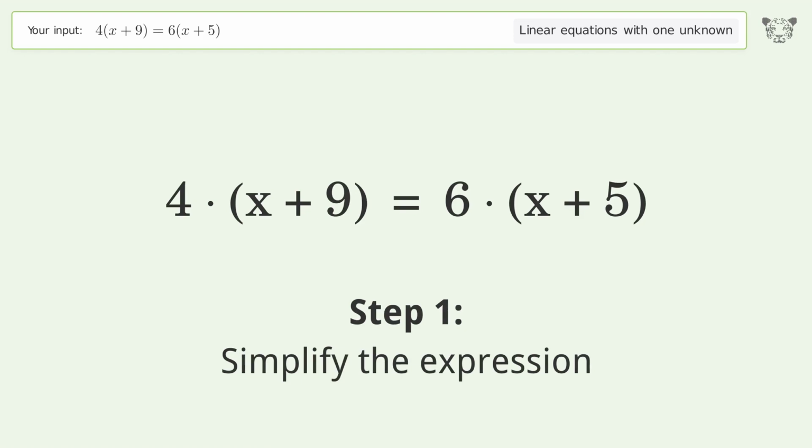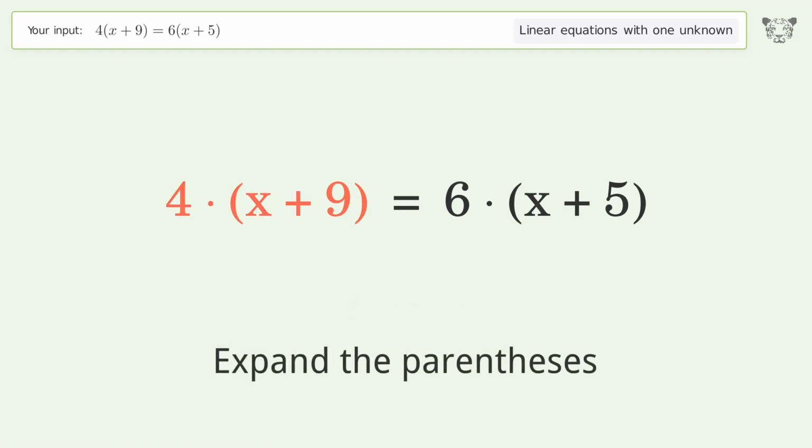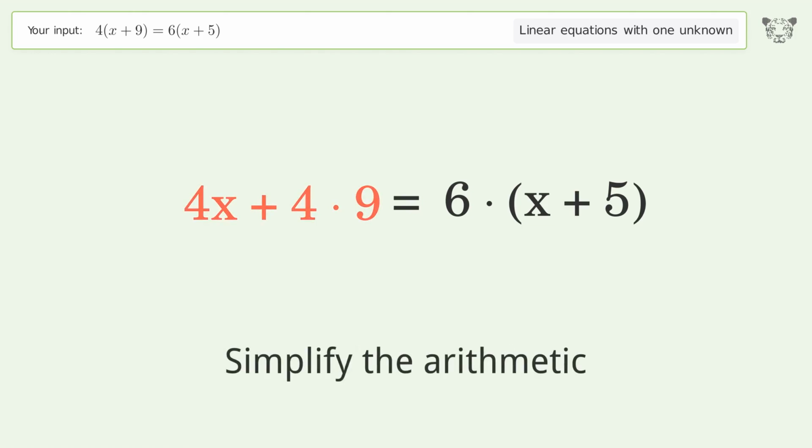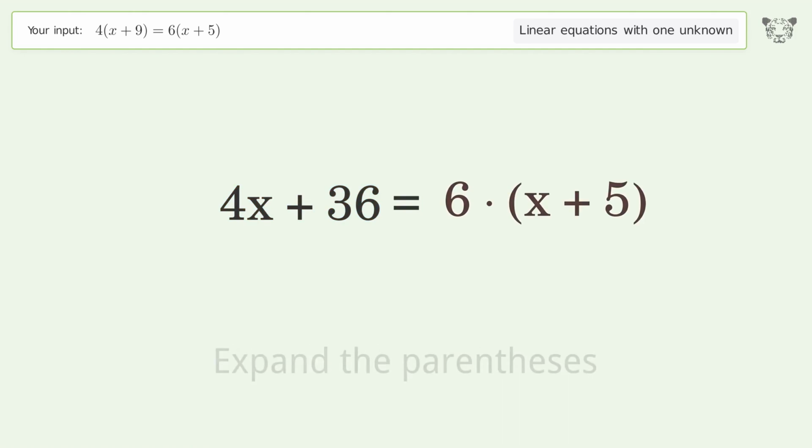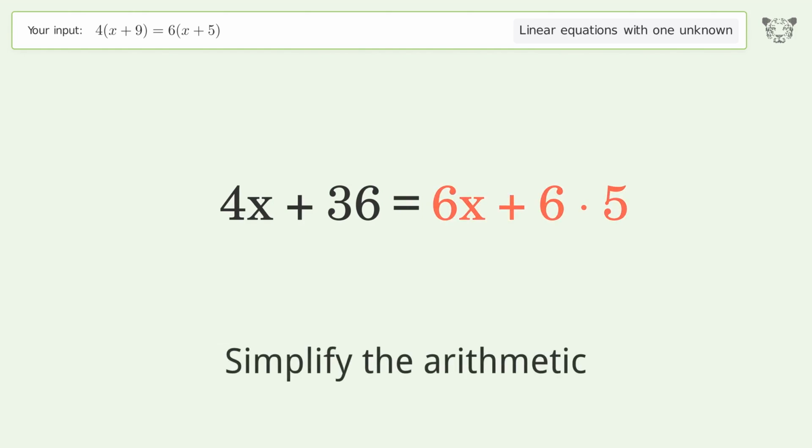Simplify the expression. Expand the parentheses. Simplify the arithmetic. Expand the parentheses. Simplify the arithmetic.